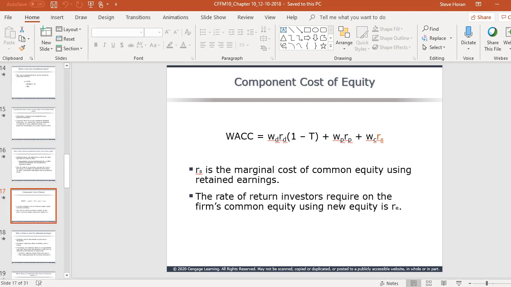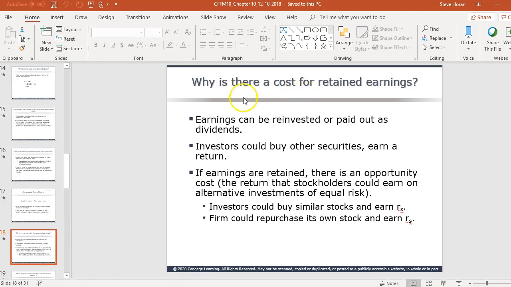The last one is equity and computing the R sub S of equity. It says here the rate of return investors require on the firm's equity is often called R sub E. R sub E being retained earnings, return on the equity. R sub S is usually the one that deals with earnings. Then it says, why is there a cost of retained earnings? So remember what retained earnings are. It's a company being profitable, having net income, keeping that and then reinvesting it.